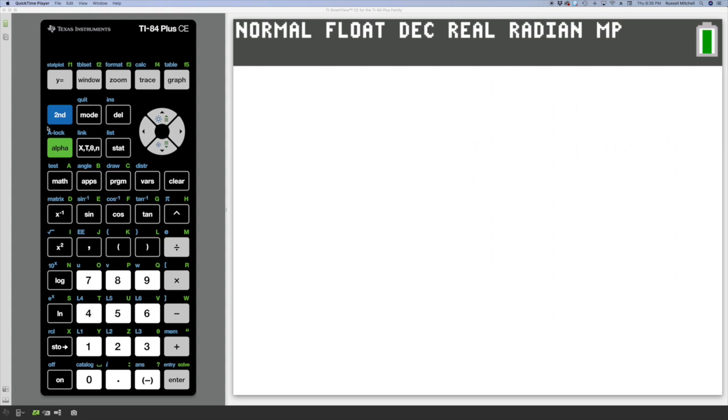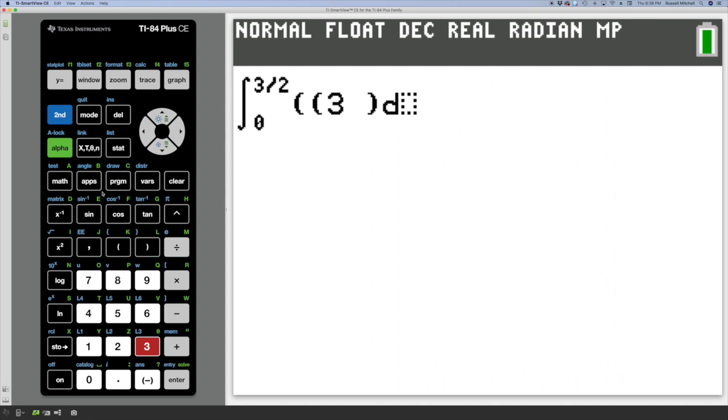So we're going to press alpha window and then select number 4 for the function integrate. We're going to integrate from 0 to 3/2, so 3 divided by 2. And then the integral, now we need to start a parenthesis. It's going to be 3x minus 2x squared, and then we close the parenthesis and then we need to square that.